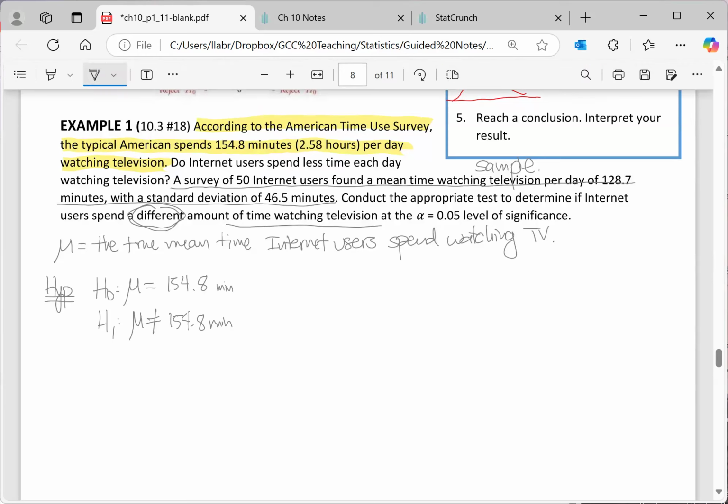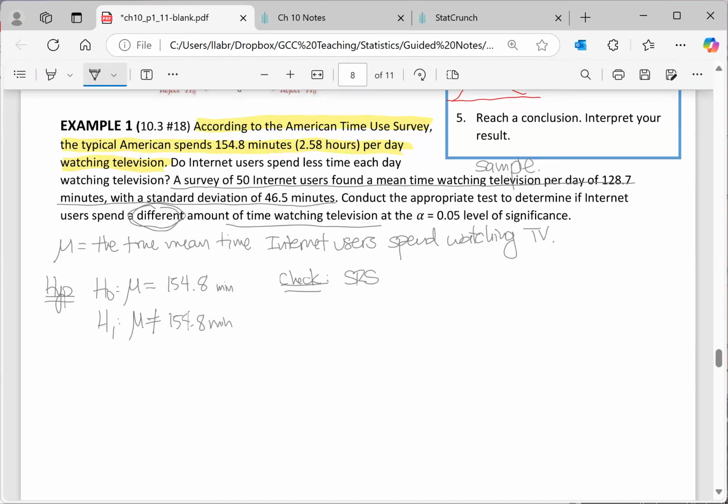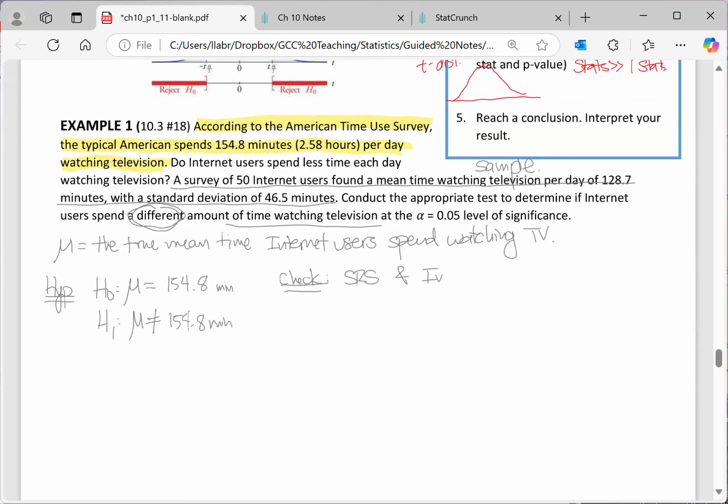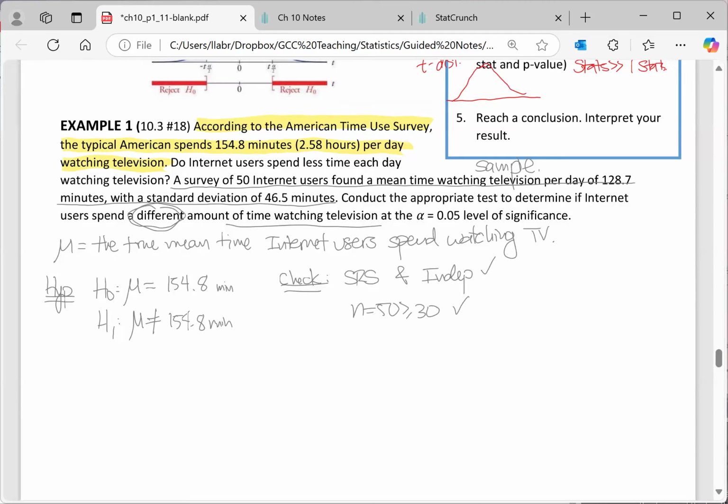So once we get the hypothesis, we then need to check the requirements. So we're going to assume that there's a simple random sample and independence. The only thing we got to check is, do you have a big enough sample size? So go ahead and read this, a survey of 50 internet users. So n in this case is 50. That's definitely greater than 30. So our condition for the sampling distribution is met. So we got the hypothesis, we have check.